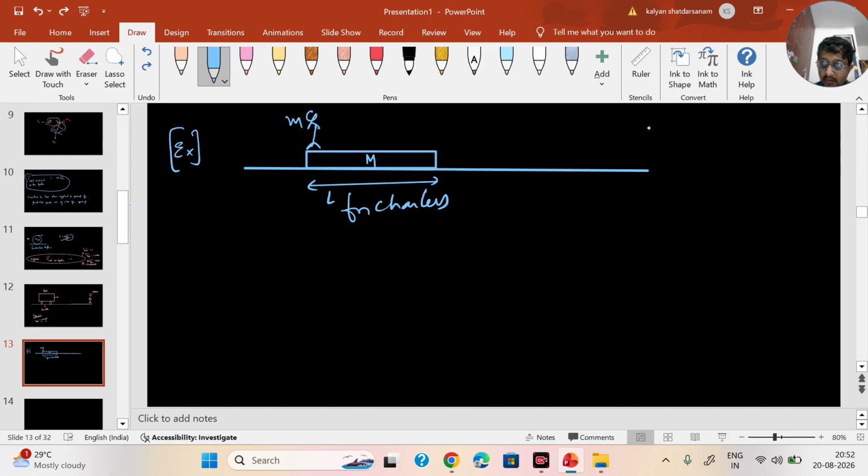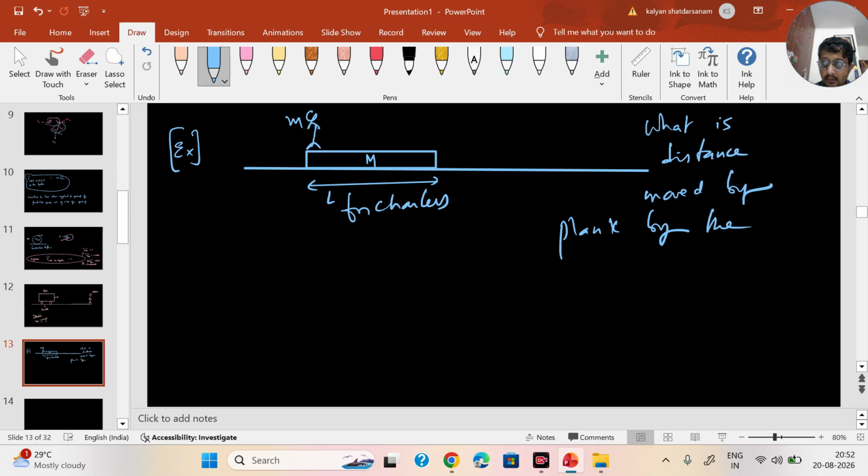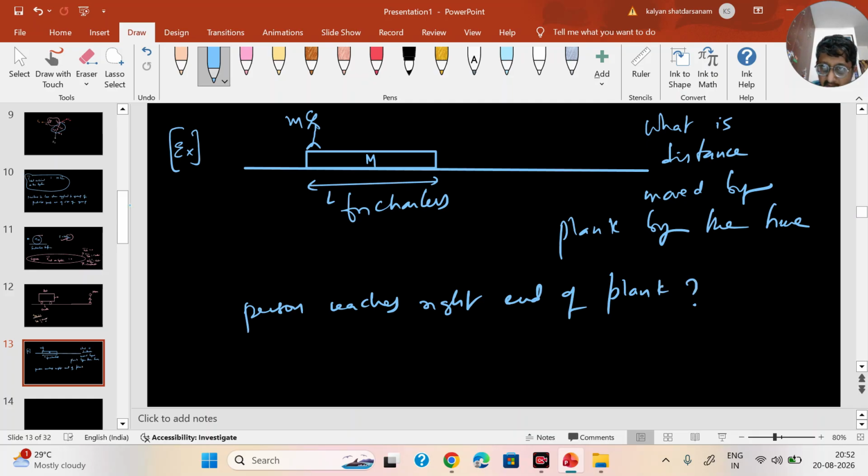That is the question. What is the distance moved by the plank by the time the person reaches the right end of the plank? We can do it in a very systematic way by taking proper coordinate systems, which we will do initially. There is also a shortcut to do this kind of question. We'll do that also. Now, first thing, let us understand the physics behind the problem.